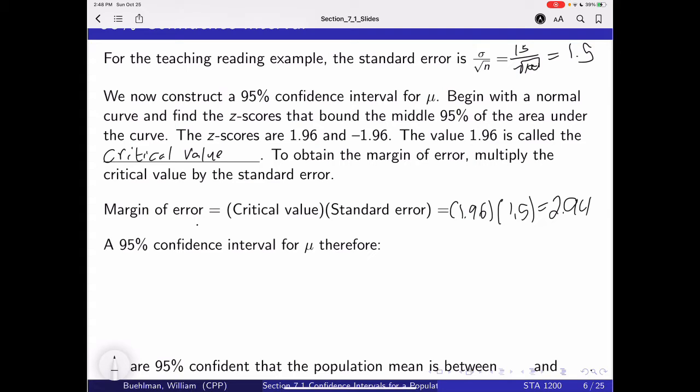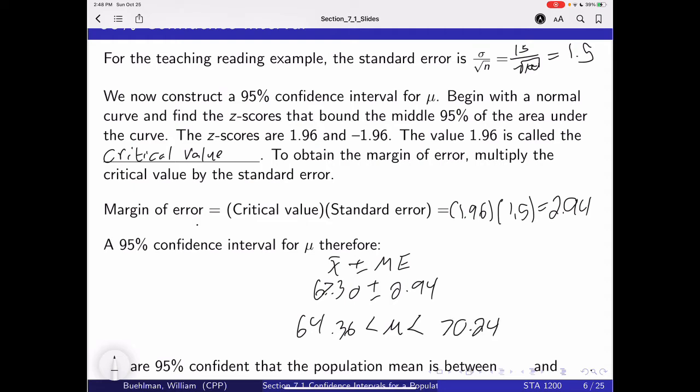So to create a 95% confidence interval for mu, remember, it was X bar plus or minus the margin of error. So that's going to be 67.3 plus or minus 2.94, which is equal to 64.36 is less than mu, which is less than 70.24. So what we can now say is that we are 95% confident for that example that the population mean is between 64.36 and 70.24.